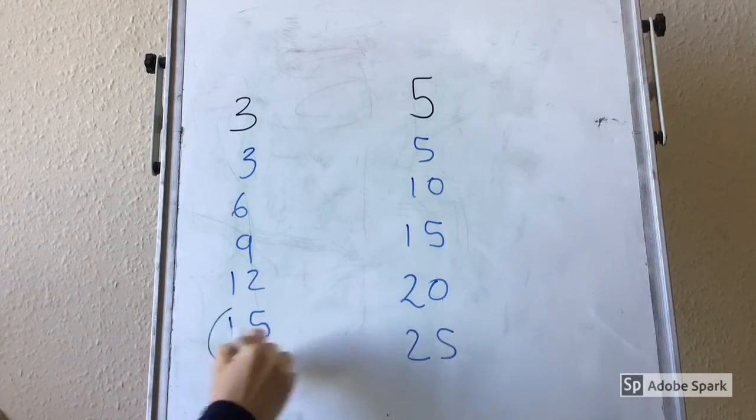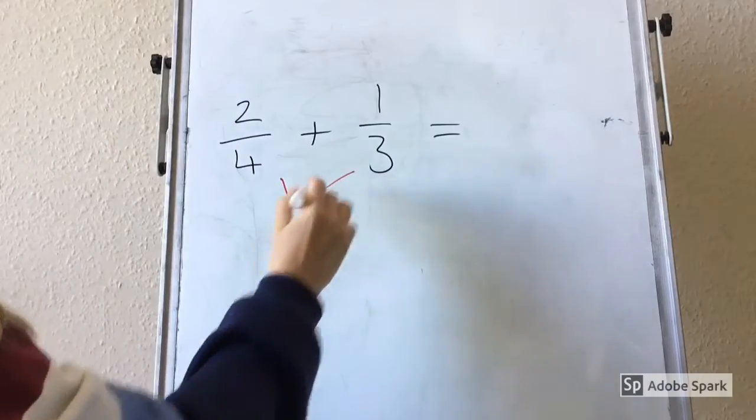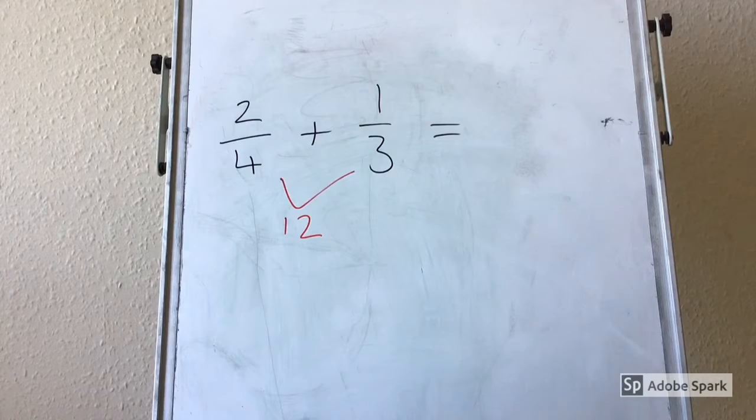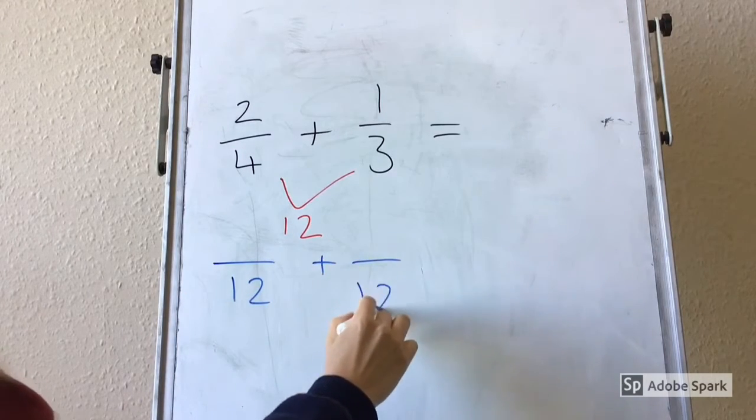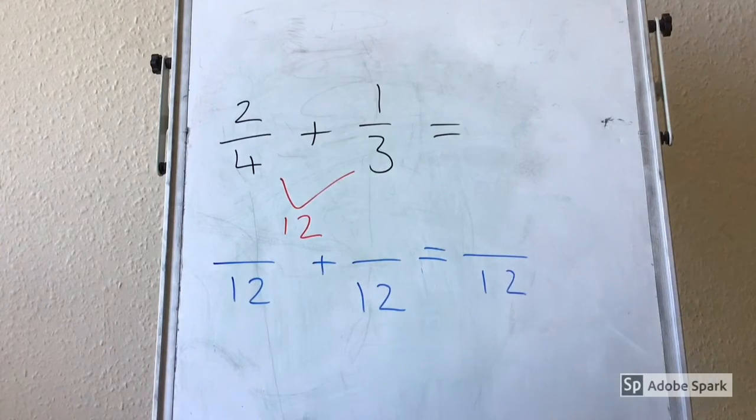Well done if you found that 15 was the lowest common multiple of 3 and 5. So we know that the lowest common multiple of 4 and 3 is 12. Today, neither of the fractions in our question are going to be the same as the common denominator that we find, so we're going to have to change both of our fractions to be out of 12.